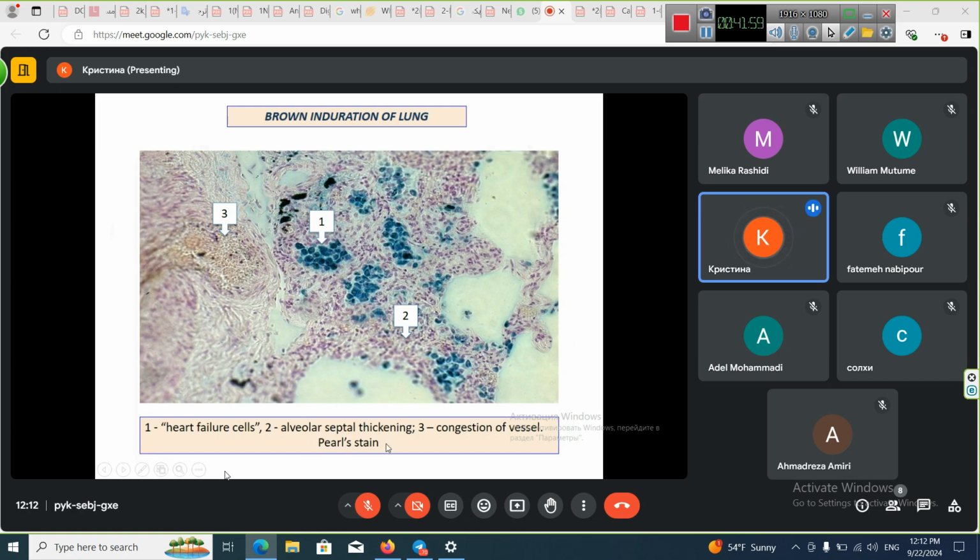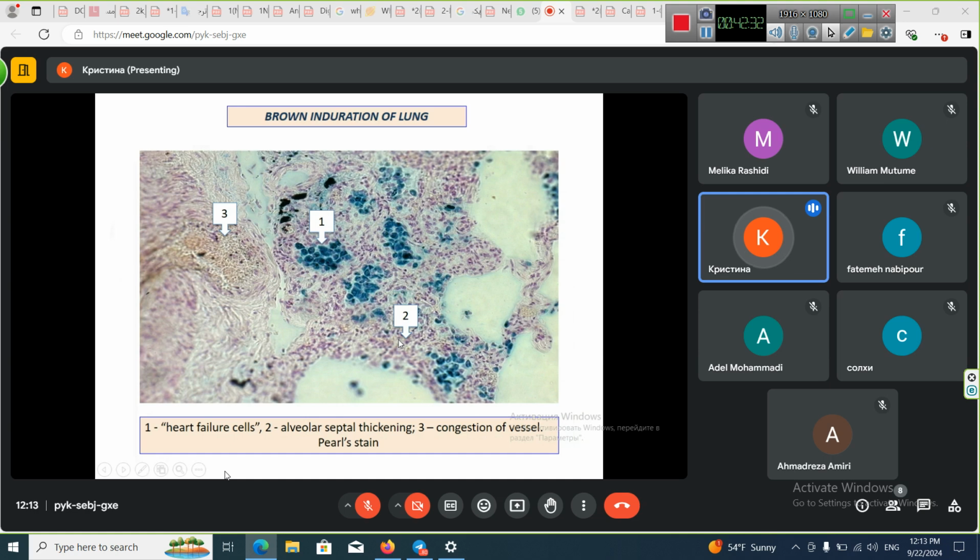Pearl's stain stains hemosiderin, basically the iron in the structure of hemosiderin, in blue color. So these are heart failure cells. They are blue because the iron in hemosiderin is stained blue with Pearl's staining. They are located inside the alveolus. Here should be nothing, but now we see these cells.